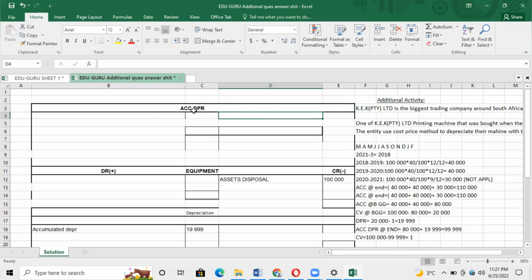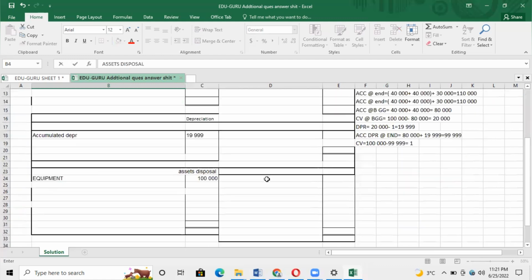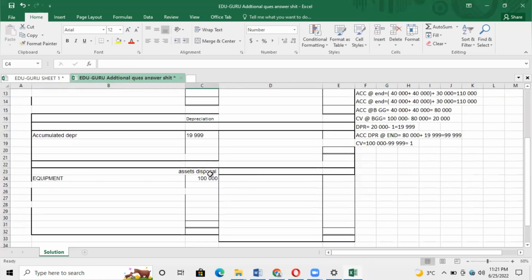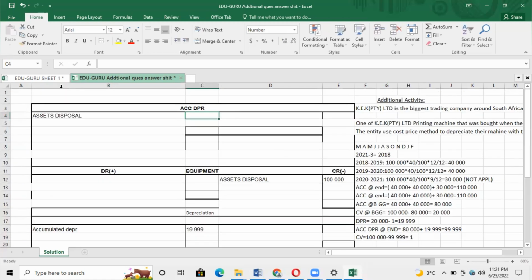Remember what I said to you earlier, guys, is that accumulated depreciation is going to be affected on the debit side whenever we have an asset that was disposed. We're going to record it as asset disposal. Why? Because we have to record the very same amount in your asset disposal account, on the credit side, because in our accumulated depreciation account, we have recorded it on the debit side.